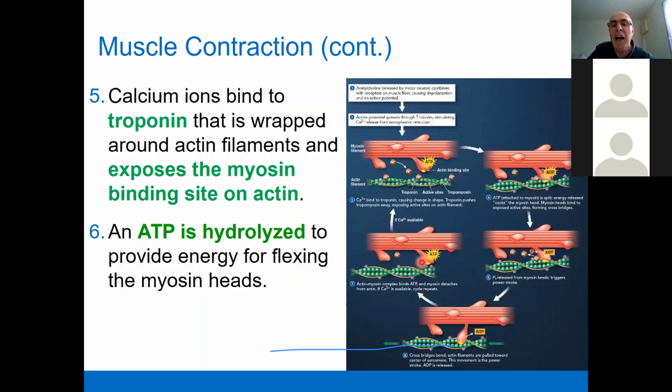ATP is hydrolyzed to provide energy for flexing by the myosin heads. As you see here, once the ATP is hydrolyzed, the myosin head flexes and moves the actin one step forward. The myosin heads bind to the actin, which also needs energy from ATP, and then move the actin one step forward.